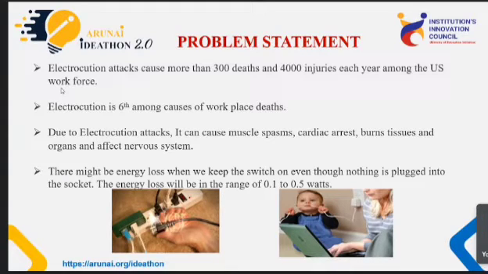A person can get an electric shock through contact with an electric current from a small household appliance, wall outlet, or extension cord. These shocks rarely cause severe trauma or complications. Electrocution is the sixth among causes of workplace deaths. When we keep the switch on, energy loss will be 0.1 to 0.5 watts. It may be small, but considering a year, it will be more energy loss.